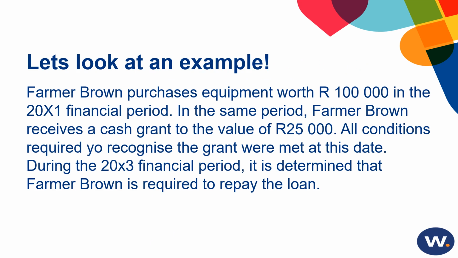If we have Farmer Brown yet again, who purchases equipment with 100,000 Rand in the 20x1 financial period. In this period, Farmer Brown receives a cash grant to the value of 25,000 Rand. All conditions required to recognize the grant were met at this date. However, during the 20x3 financial period, it is determined that Farmer Brown is required to repay this grant. We will now look at how this should be accounted for using both methods for the presentation of assets.